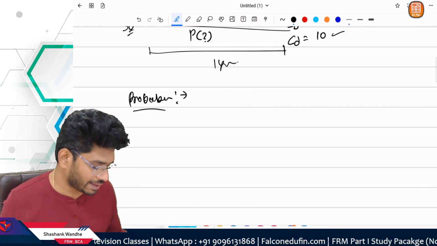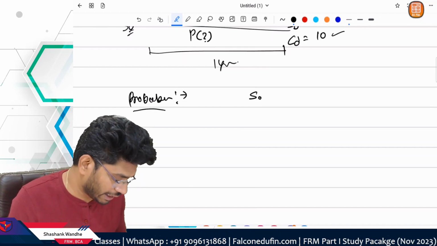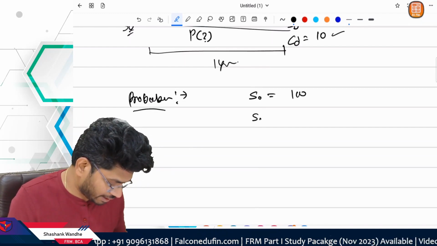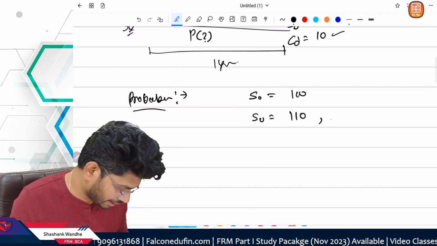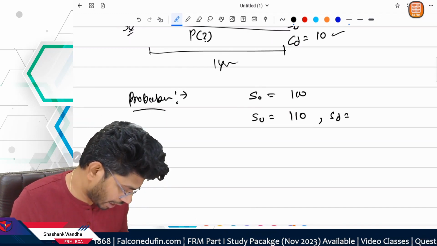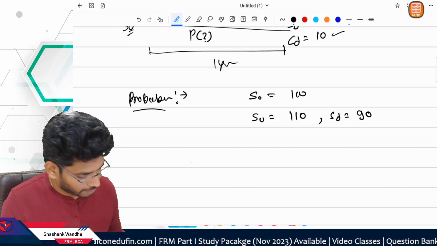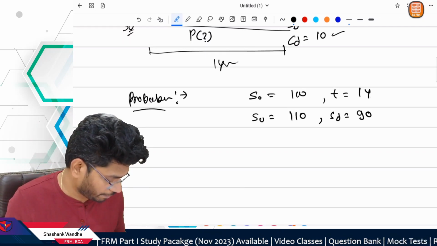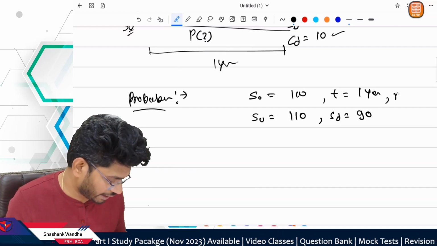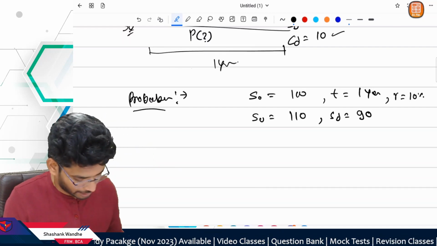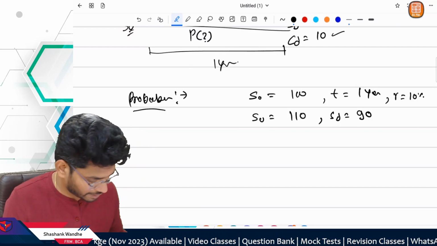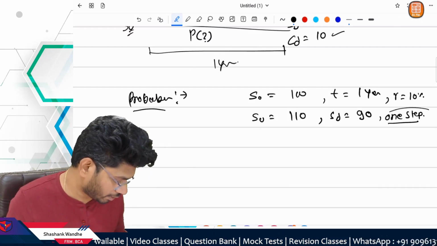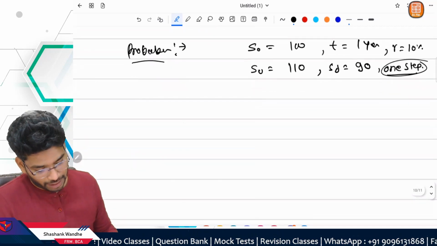For probability, let's start with an illustration. Currently the underlying price is 100. SU is 110. SD is 90. Time to maturity is 1 year. The risk-free rate is, say, 10%. And we are doing this for a one step binomial. Okay. Now the probability calculation.